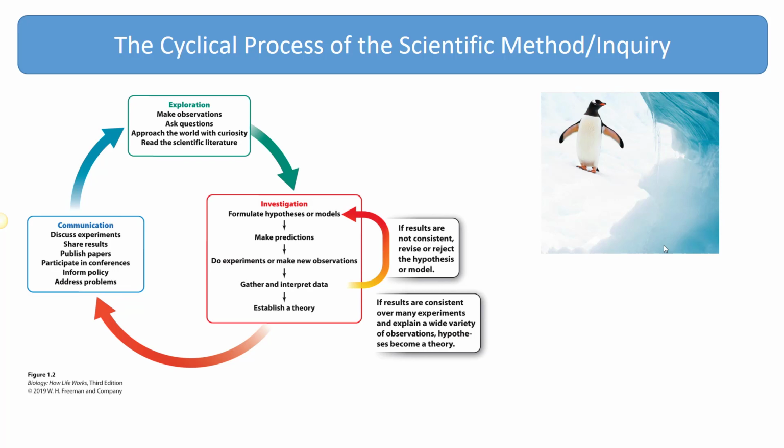Once a general hypothesis, such as evolution by natural selection, has been supported by a large body of experiments and observations, it can become a theory. Note that in general conversation, the term theory is often synonymous with hypothesis, but in science, the word theory is essentially synonymous with the word fact.